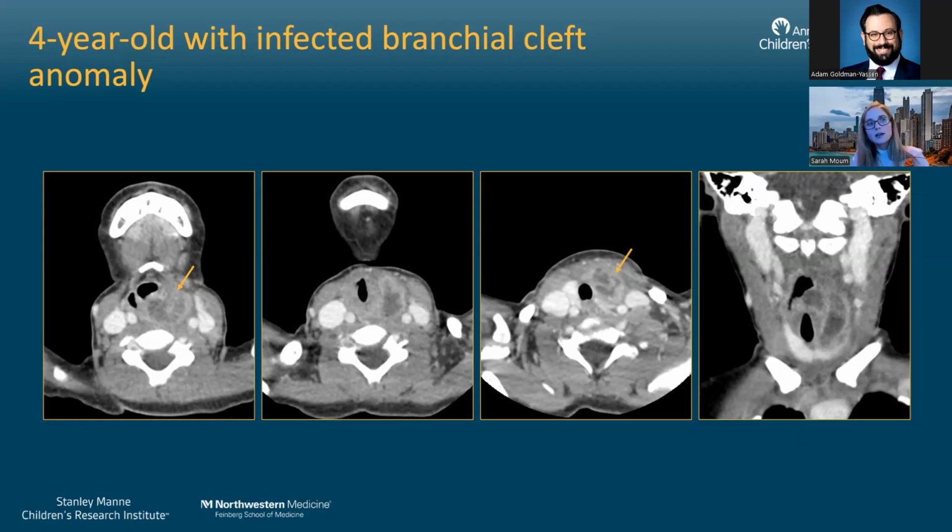But again, the pearl to pick up from this case is if you see a collection that runs from the supraglottic larynx to the thyroid, think about branchial cleft anomaly, because this patient, as we saw earlier in several cases, is set up for recurrent infections.